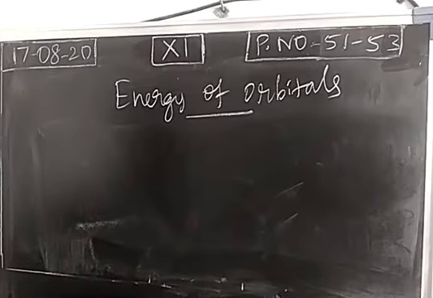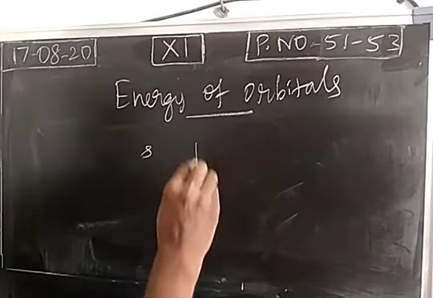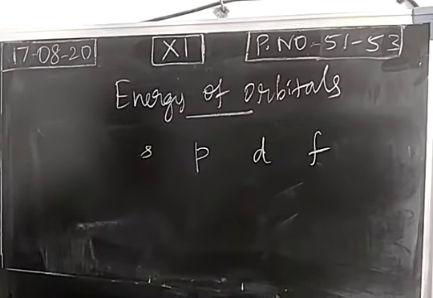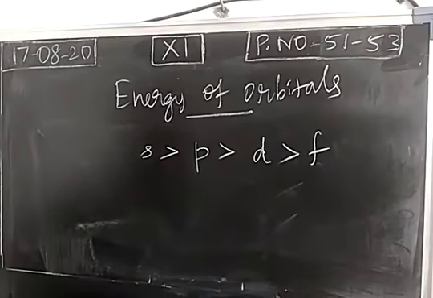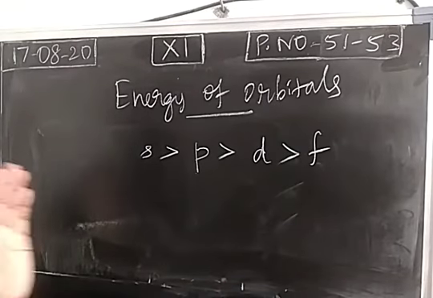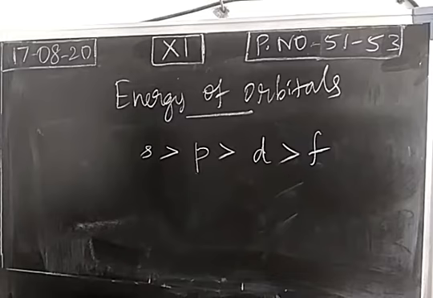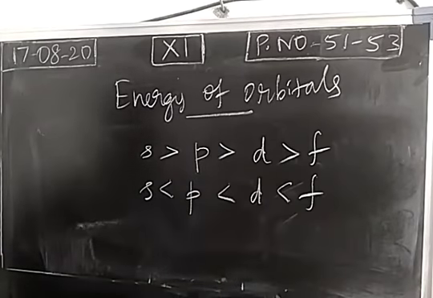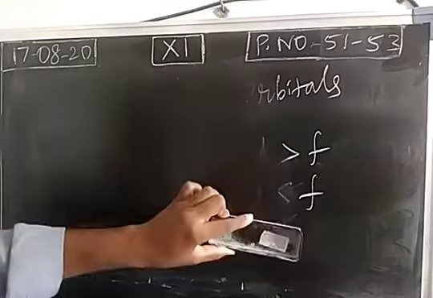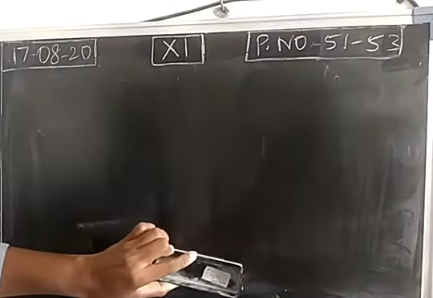Orbitals present in one cell are S, P, D, F. What about their energy? Effective nuclear charge decreases in this order. Right? When we move from S orbital to F orbital, effective nuclear charge decreases, which means energy increases. So all these are concepts related to the energy of orbitals. If we know the energy of orbitals, then we can fill the electrons in the orbitals.